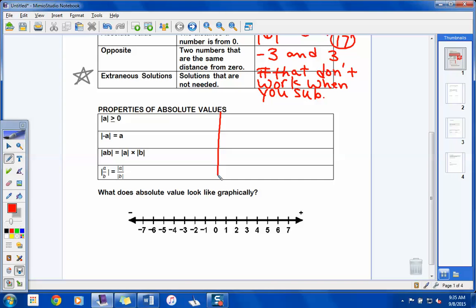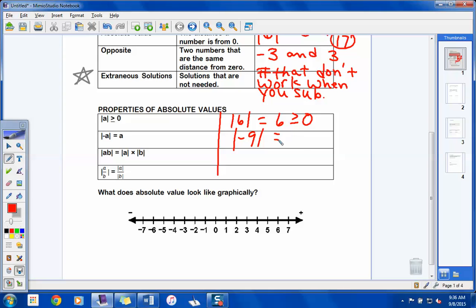It says the absolute value of any number is always going to be greater than or equal to what? 0. So for instance, if I say the absolute value of 6 right here, what's that going to equal? You already told me what? 6. Is 6 greater than or equal to 0? Greater than 0. So that works, right? Okay. Right here, it says the absolute value of the opposite of a is equal to a. So for example, the absolute value of negative 9 would equal what value?